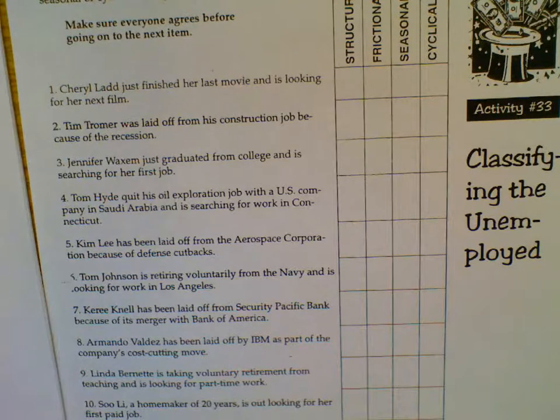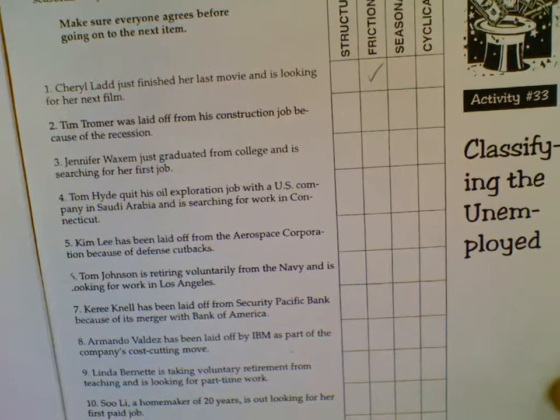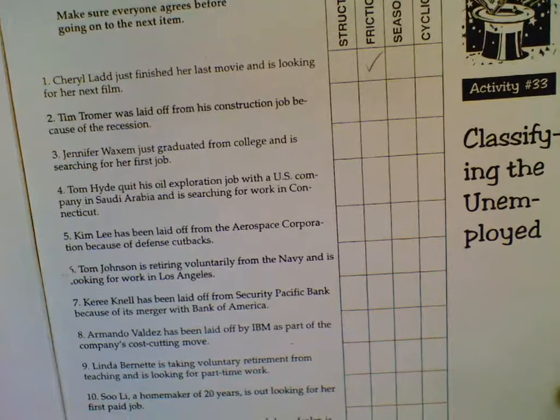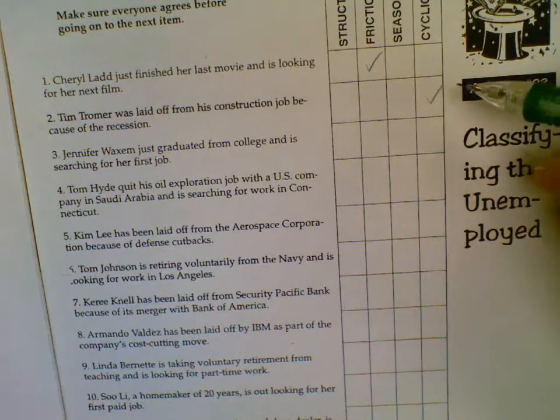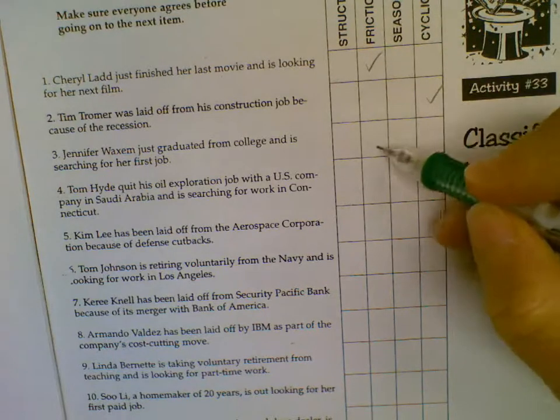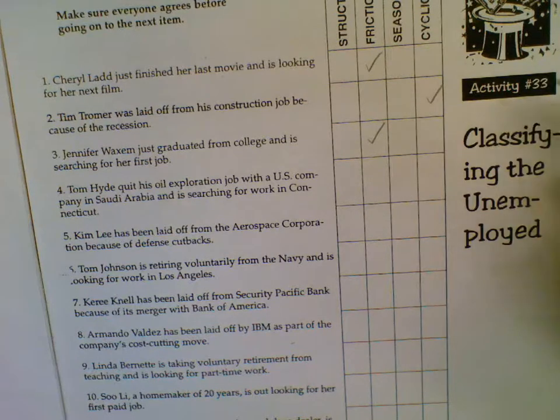So the first one, Cheryl Ladd just finished her last movie and is looking for her next film. So that is frictional. She's just between jobs. Tim Tromer was laid off from his construction job because of a recession. That is cyclical. It's a downturn in the economy. Jennifer Waxham just graduated from college and is searching for her first job. So that's frictional. Tom Hyde quit his oil exploration job with the U.S. company and is searching for work in Connecticut.